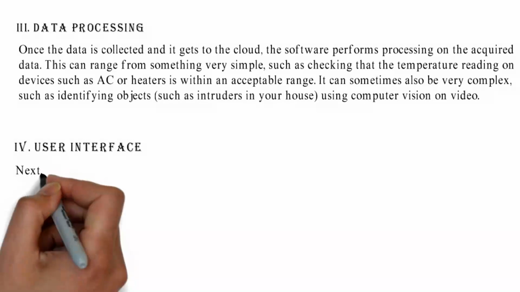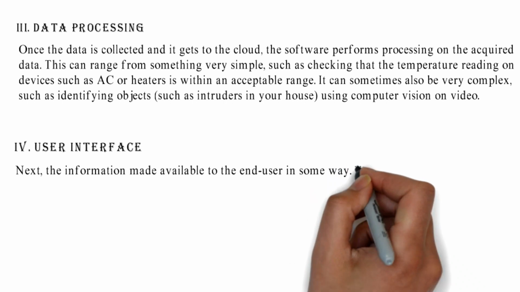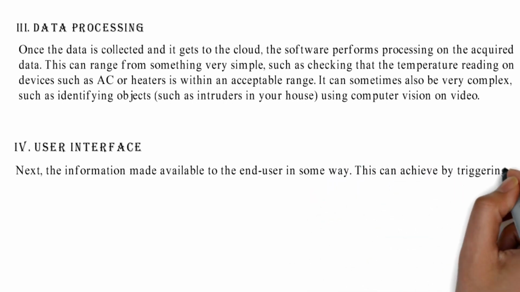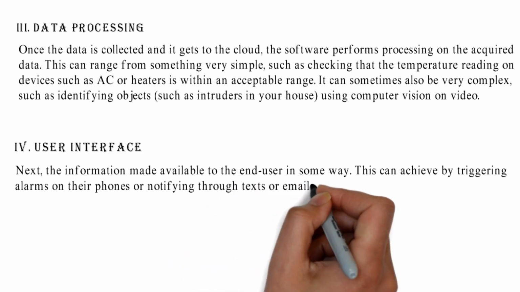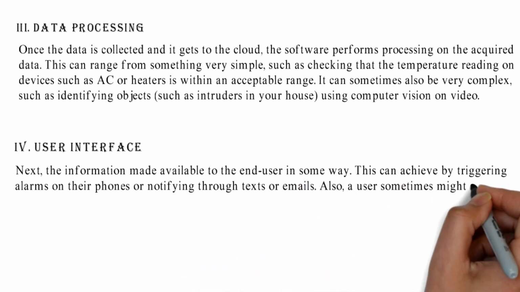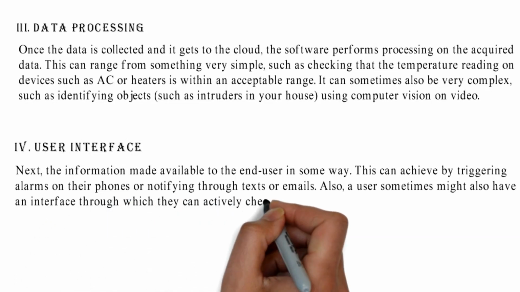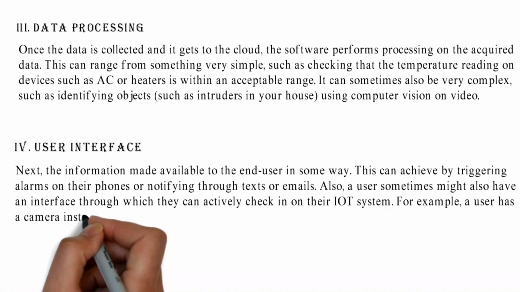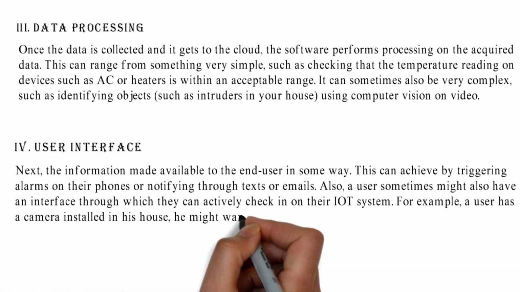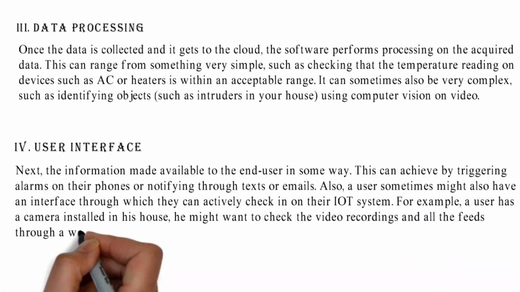Four. User interface. Next, the information is made available to the end user in some way. This can be achieved by triggering alarms on their phones or notifying through texts or emails. Also, a user sometimes might have an interface through which they can actively check in on their IoT system. For example, a user has a camera installed in his house. He might want to check the video recordings and all the feeds through a web server.